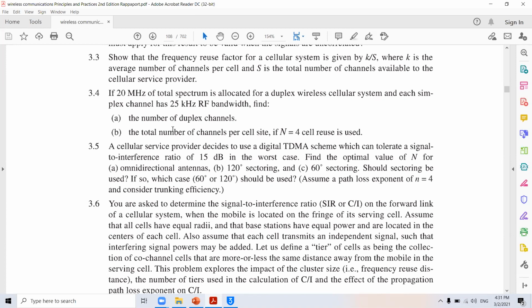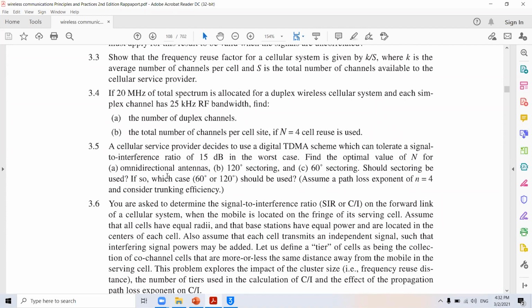Of course, when you talk about omnidirectional antenna, it means that I naught equals 6. B, with 120-degree sectoring, it means I naught equals 2. And C, 60-degree sectoring, it means that I naught becomes 1. Just look at the end of this problem, please. Look, should sectoring be used?